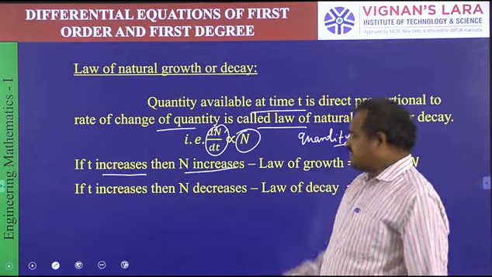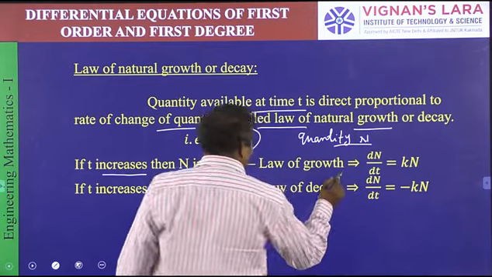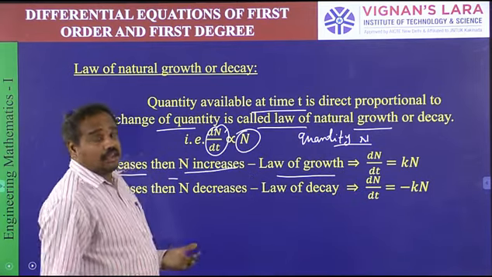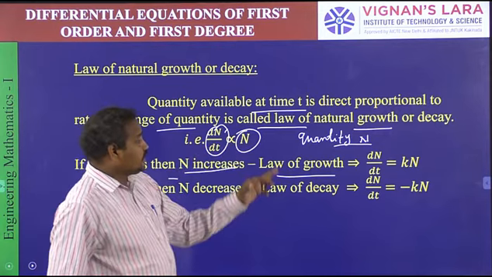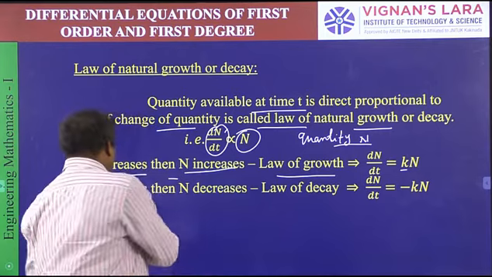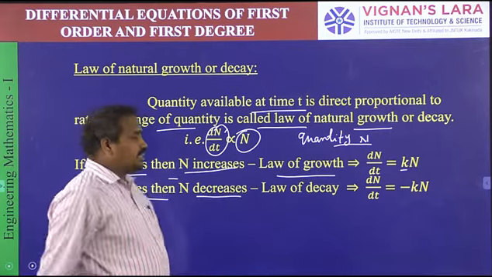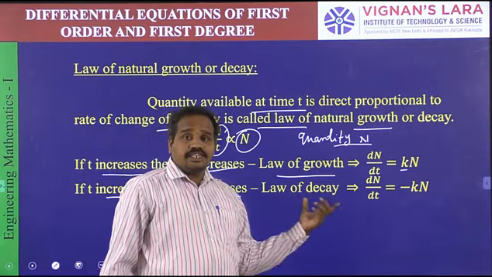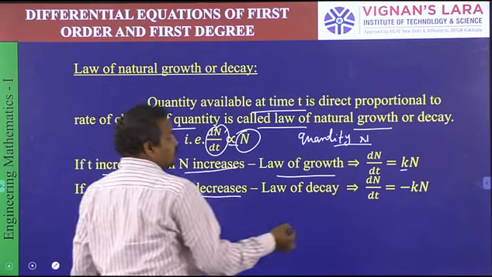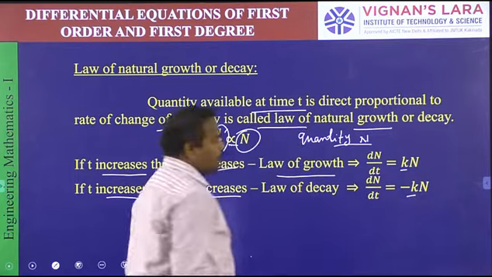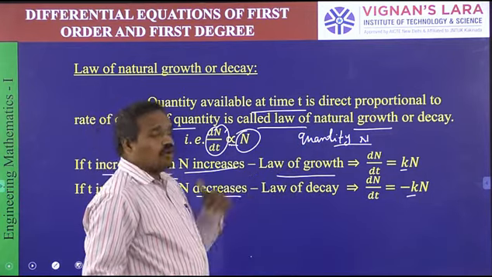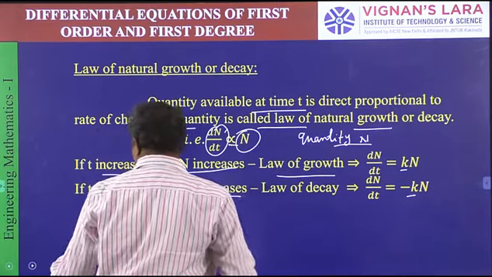Now see this, what I said, two conditions. If t increases, then N increases, then this is called the law of natural growth. That means t and N both are in direct proportion. In this way, this proportionality symbol I take as a positive constant k. And coming to the next one, as time increases and the quantity decreases, that is called the law of natural decay. That is a negative proportion symbol, so an inverse constant will be existing, that is minus k into N. So the first one is the law of natural growth, the second one is the law of natural decay.